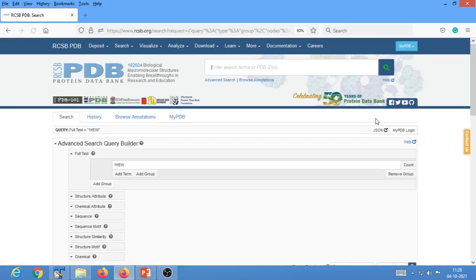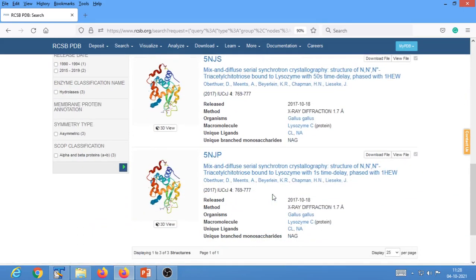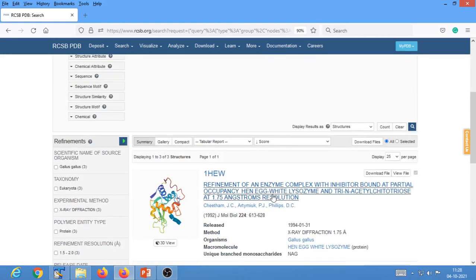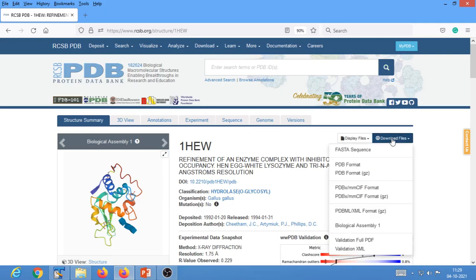You can search using that unique identifier, and once you search, you would get some hits over here. This is what we are interested in. Click on this 1HEW and you would be taken to a separate page for that particular model. Then we want to download this model, and for downloading you can use the download files button.